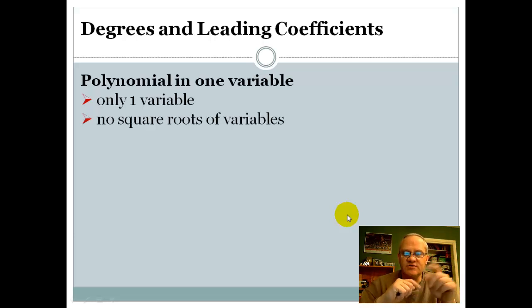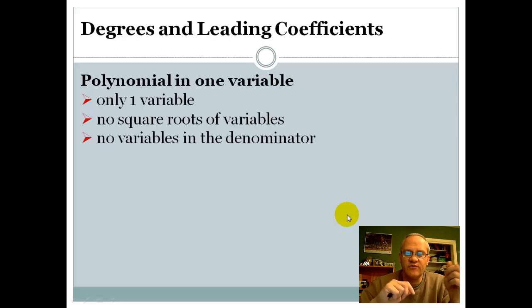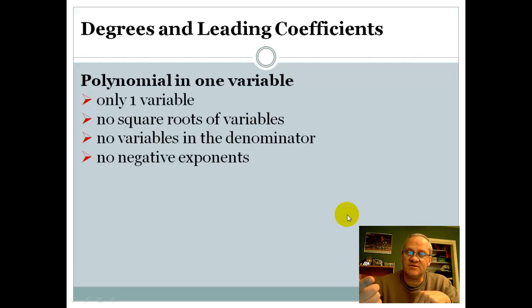So remember, you can't have a square root of a variable. That means it would not be a polynomial. You can't have a variable in the denominator of a fraction. Again, that would not be a polynomial. And no negative exponents, because remember, if you have a negative exponent, that means it flips it to the bottom of the fraction, so you'd have a variable in the denominator again. Okay, so that's what it would take for a polynomial in one variable.